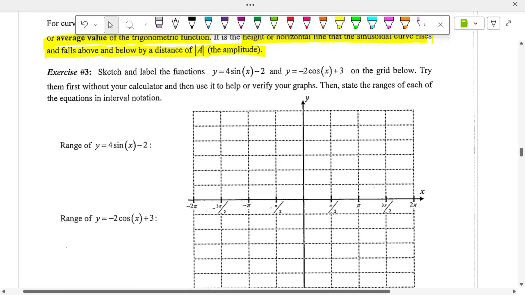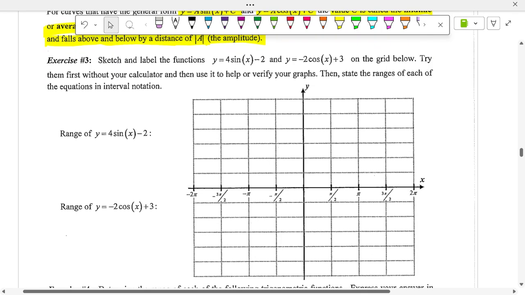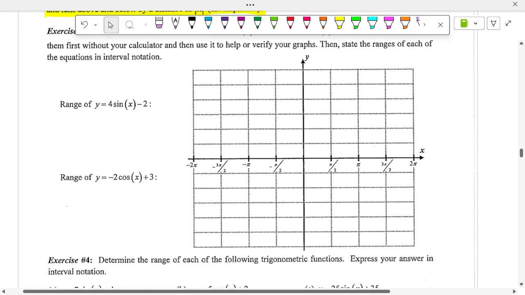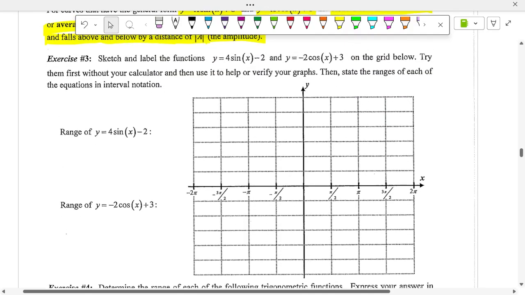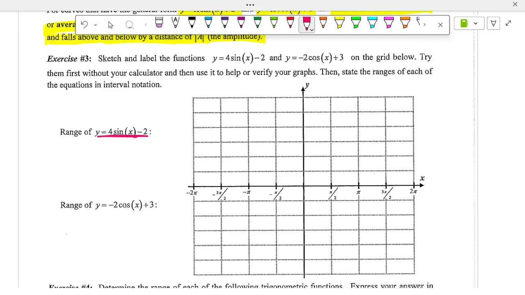So, let's graph some graphs here. All right, so we're going to do the first one here. It says to state the range. We'll do that in just a minute. Before I do that, where's my midline? So where's my midline at?